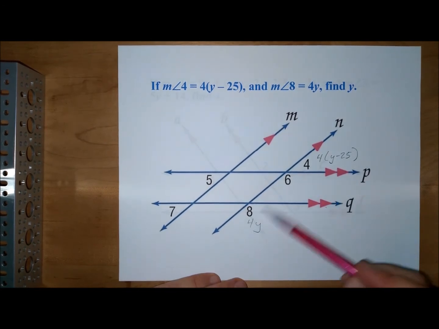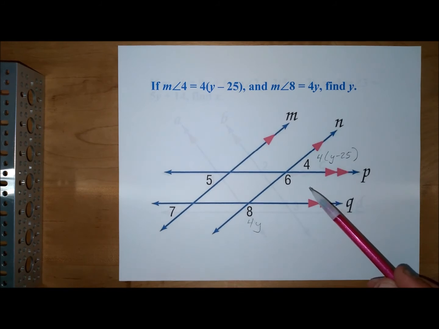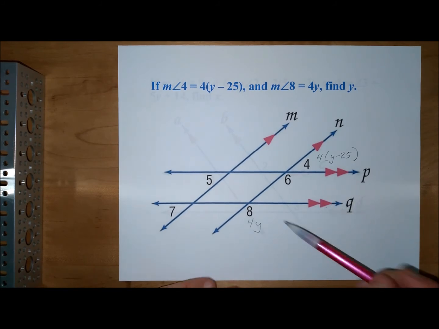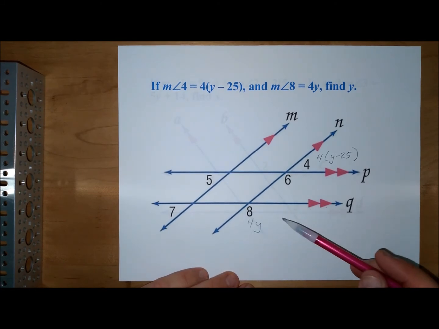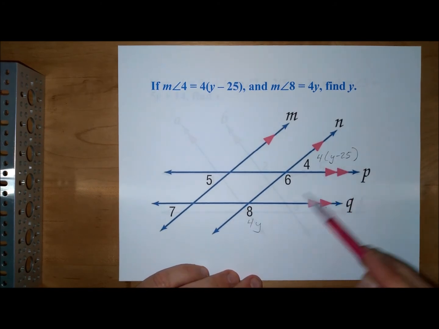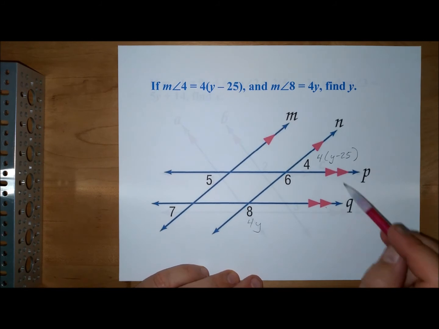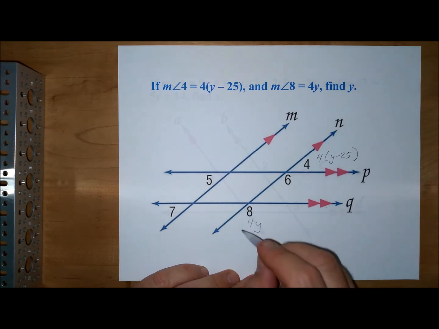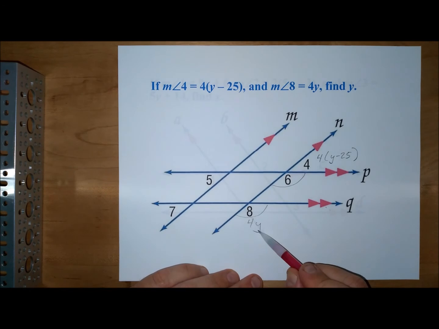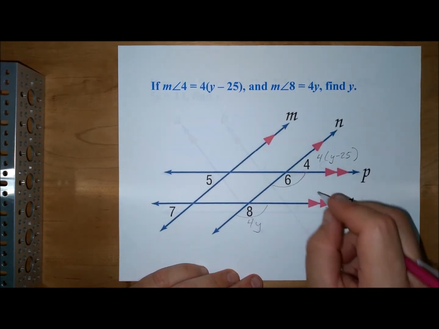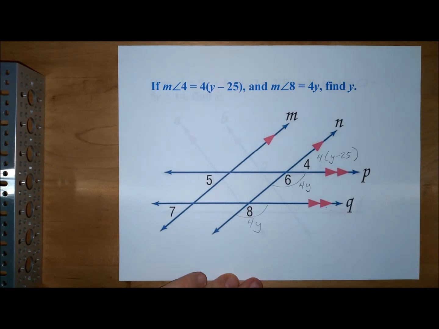Rather than looking at the relationship between angles 4 and 8, could we look at the relationship between angles 8 and 6? Okay, 8 and 6, hopefully you recognize, are corresponding angles, right? They're on the same side of the transversal, in the same side of their corresponding lines. So what do we know about corresponding angles when the lines that form them are parallel? Well, they're each going to be congruent. So if angle 8 is 4y, what's the measure of angle 6? That's also 4y.